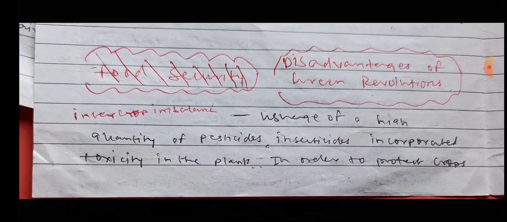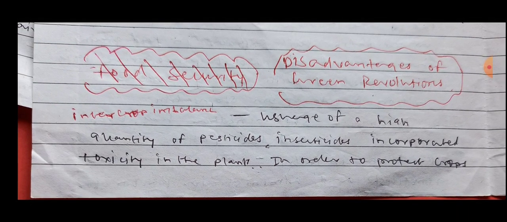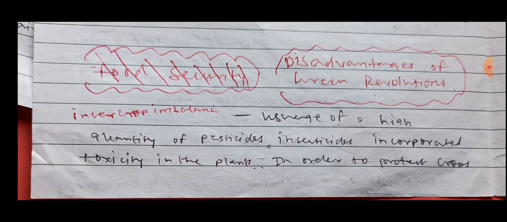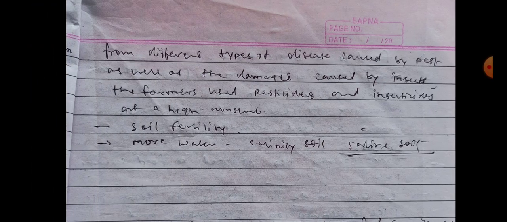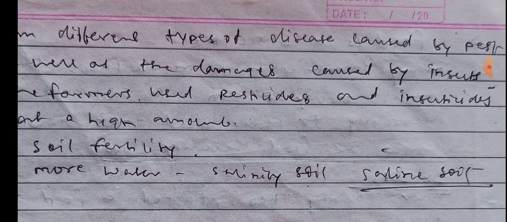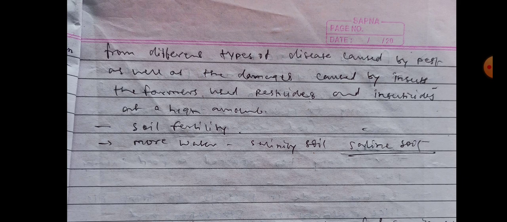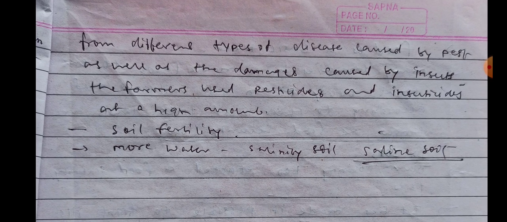When we started the green revolution, from those years the farmers became addicted to using high quantities of pesticides, insecticides and fertilizers. That becomes so dangerous and is not good for our farming, as well as for the environment. All together it incorporated toxicity in the plants. In order to protect the crops from different types of diseases caused by pests, as well as damages caused by insects, the farmers used pesticides, insecticides and fertilizers in very high amounts.